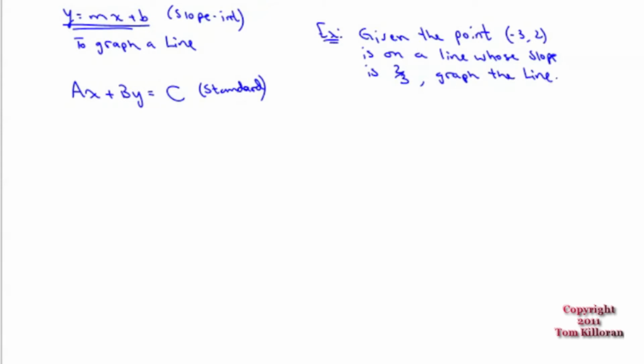Looks like a word problem, but it's really not. Given that the point (-3, 2) is on a line whose slope is 2/3, you should be able to graph the line.